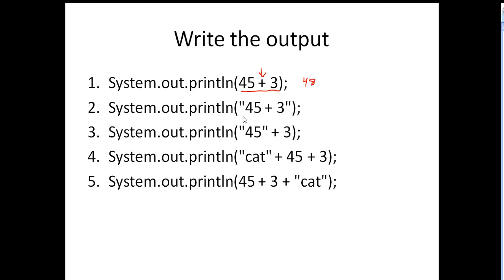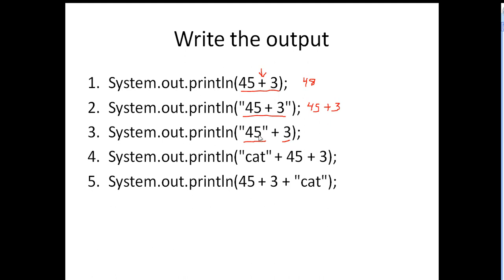Now in this particular one, number 2, there are quotation marks around the numeric data, so the numeric data really is a string. So it's literally going to print the calculation 45 plus 3. So this is a string because of the quotation marks. In this case, the 45 is a string, even though it looks like a number. It's a string because it's in quotes. And the 3 is numeric data.